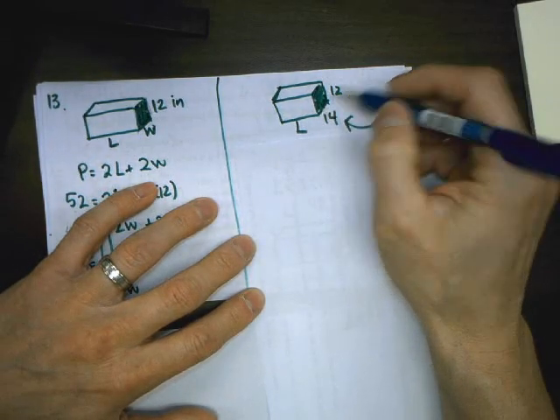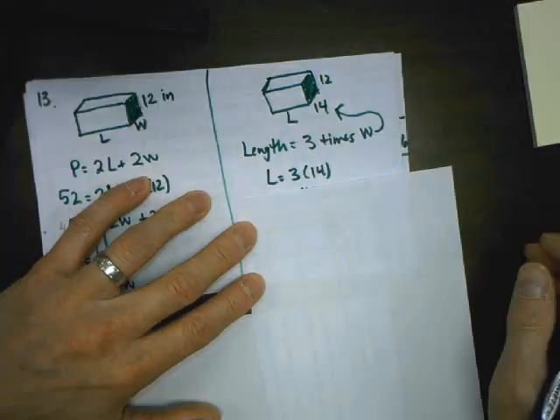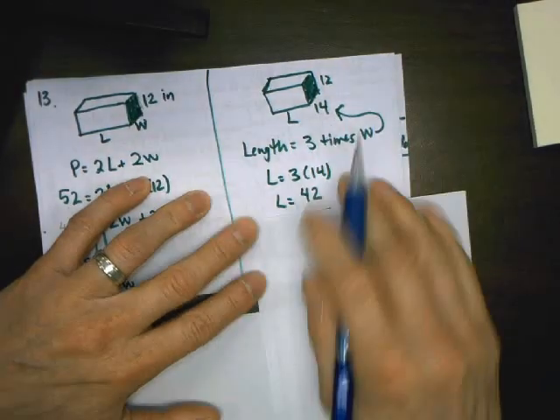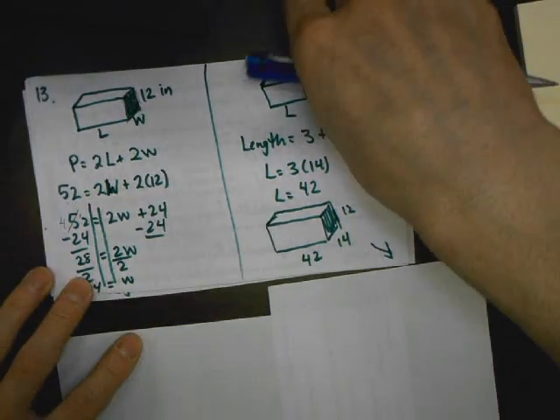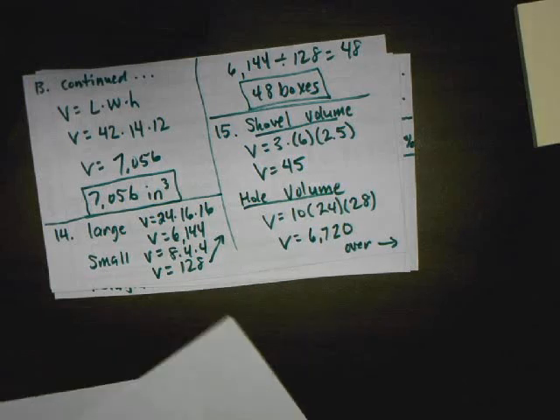The volume is, just multiply all 3 of those together in your calculator. That's how you find volume. 42 times 14 times 12. Type that in, and it's inches cubed. Remember, for volume, it's cubed units. It is not square units. That's area.